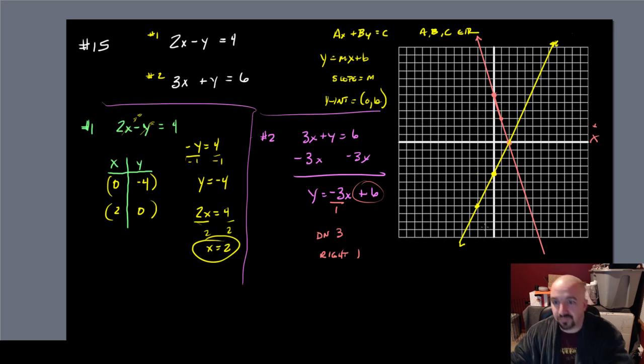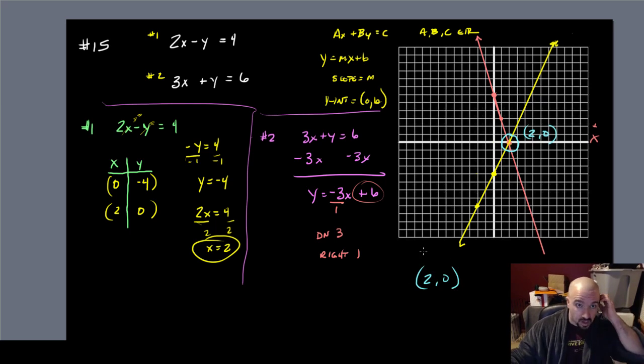That's so weird. Anyway, where these two lines intersect, that is the solution. So we're going to take this point right here, which looks to be the point 2, 0. That's my intersection. So my answer is the point 2, 0.